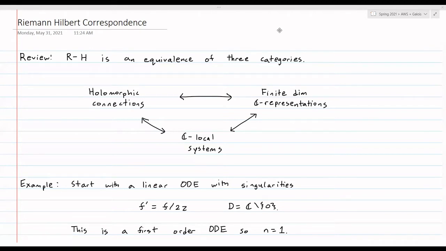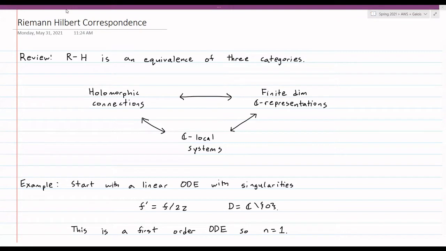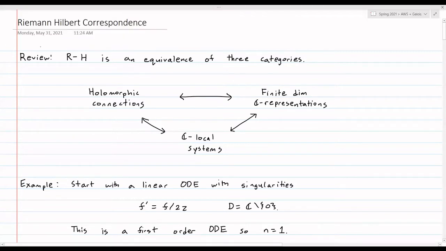So now I want to talk about Riemann-Hilbert correspondence again. First, I want to review a little bit of what we've done so far. So the Riemann-Hilbert correspondence is an equivalence of three categories. So we have holomorphic connections on one side.